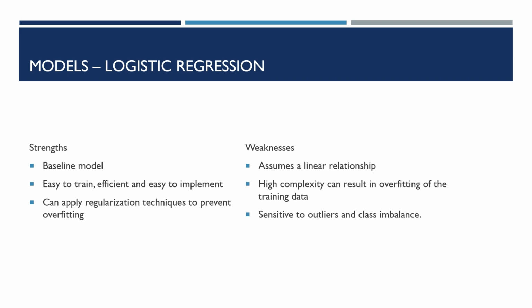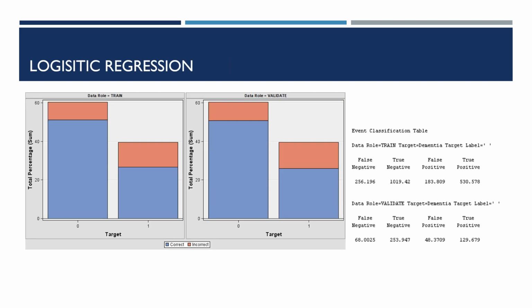The logistic regression model was included as a baseline model since it's easy to train and implement. However, it assumes a linear relationship between the variables while also being sensitive to outliers and class imbalance, so this model was expected to perform the worst of the four. Here is a visualization of the model's classifications and the classification matrix of the training and validation partitions. In terms of metrics to determine model performance, the focus will be on the area under the curve score, or AUC score, the false negative rate, and the sensitivity and specificity of each model.